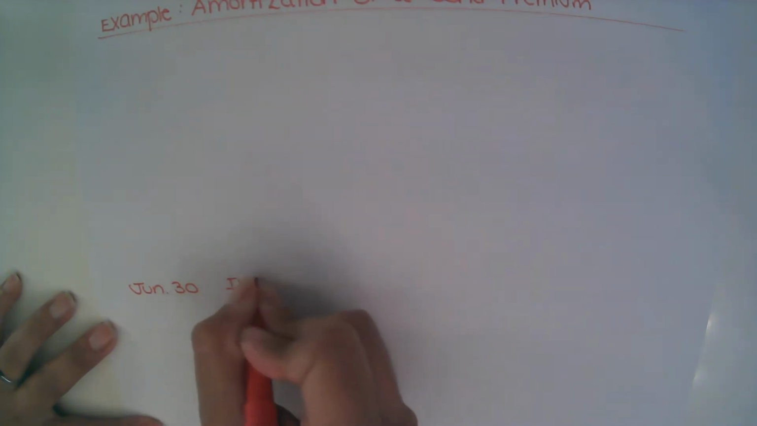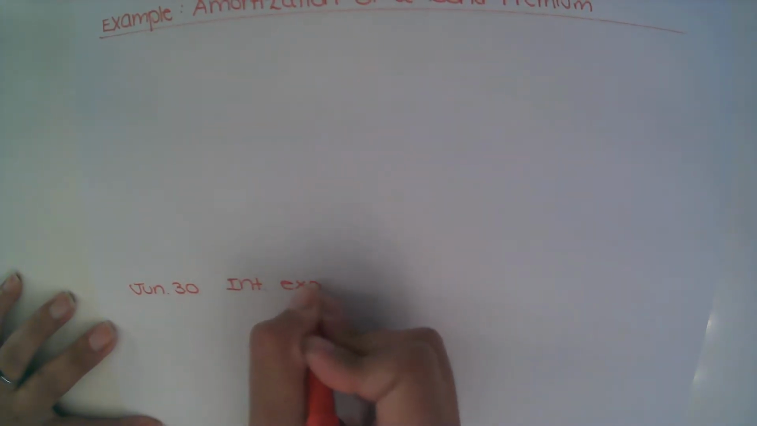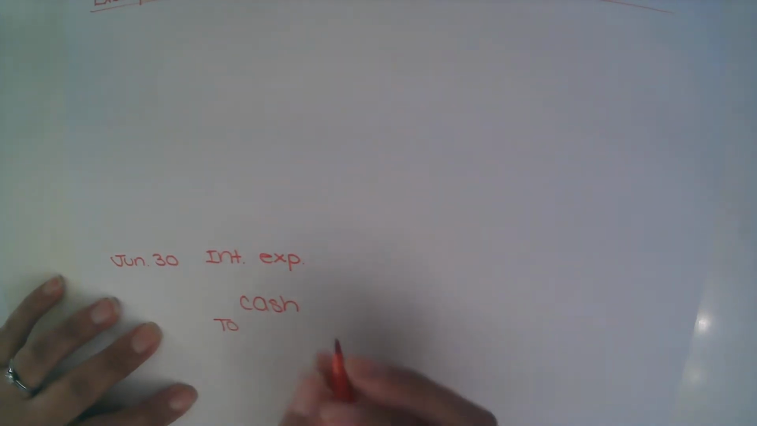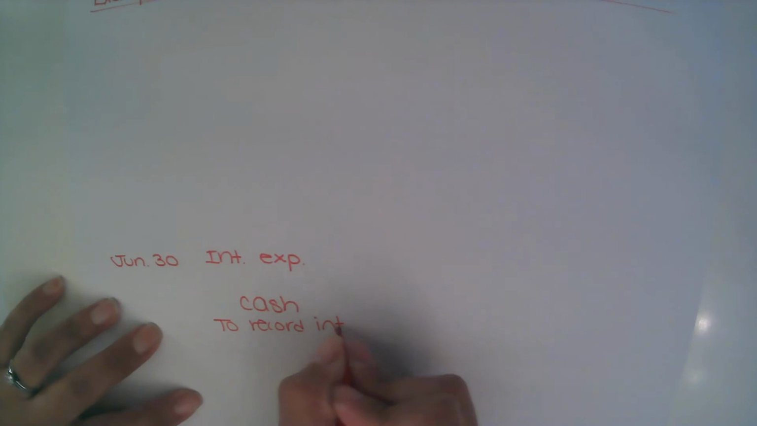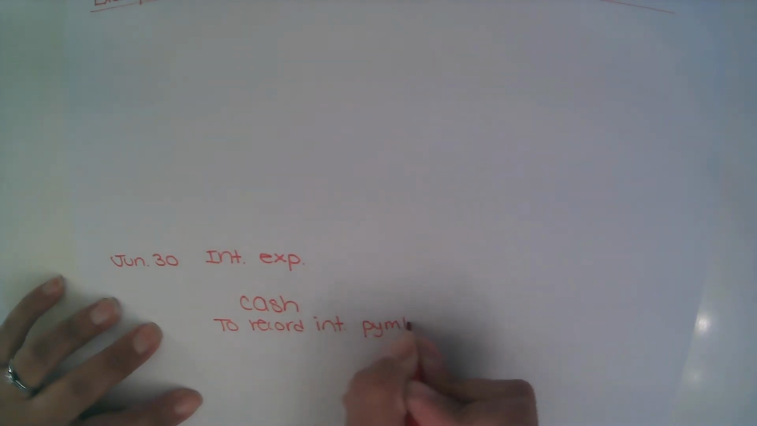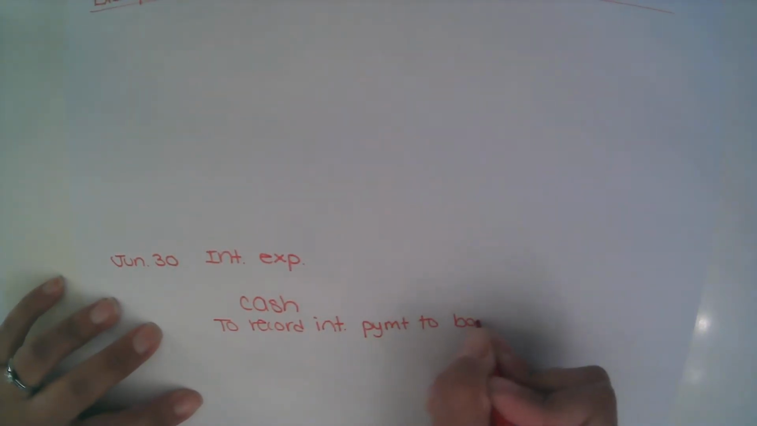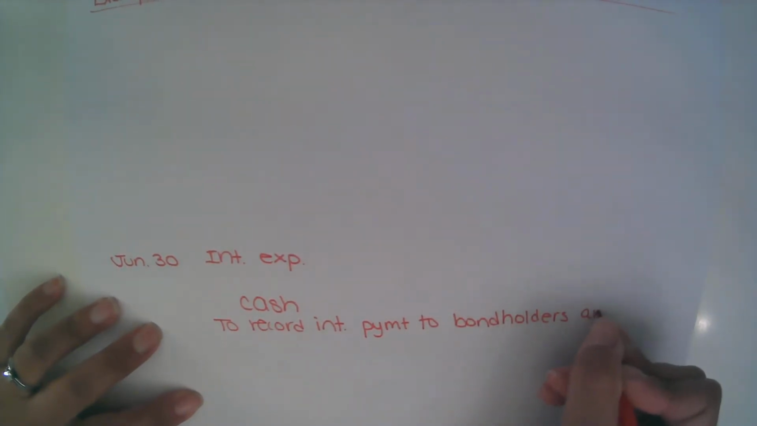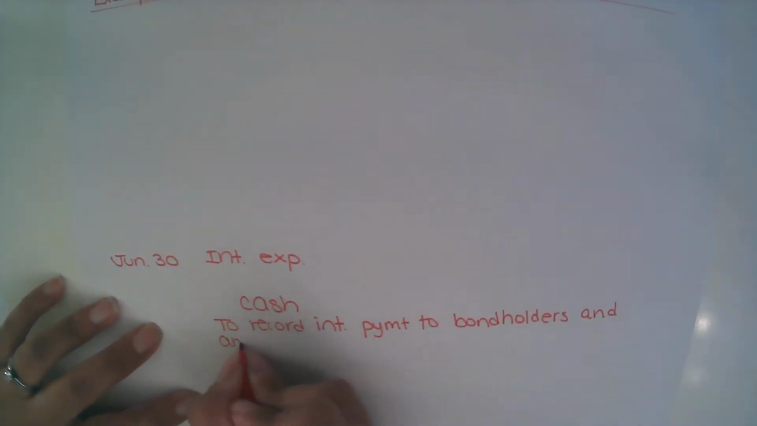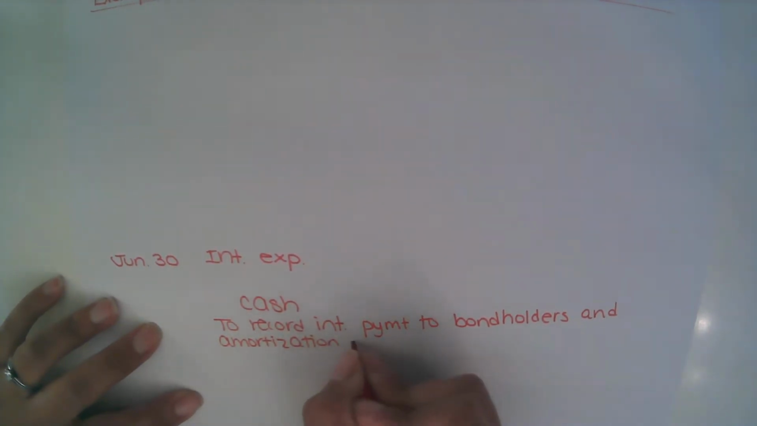We would have interest expense debit. We would have cash credit. And normally every 6 months, we record our interest payment to our bondholders. So to record interest payments to bondholders, but we also have to record the amortization of bond premium.